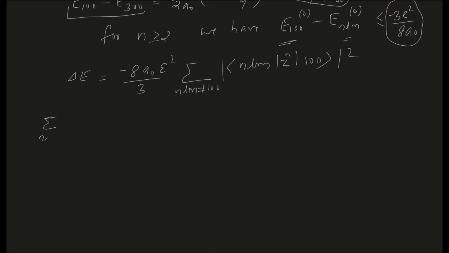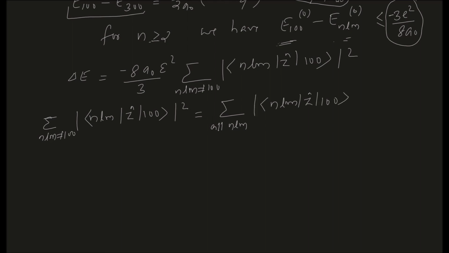Sigma over NLM not equal to 100, ⟨NLM|z|100⟩ squared. So we can write it as the sum over all NLM, ⟨100|z|NLM⟩ ⟨NLM|z|100⟩ squared. Here we actually included all states including the 100 state.